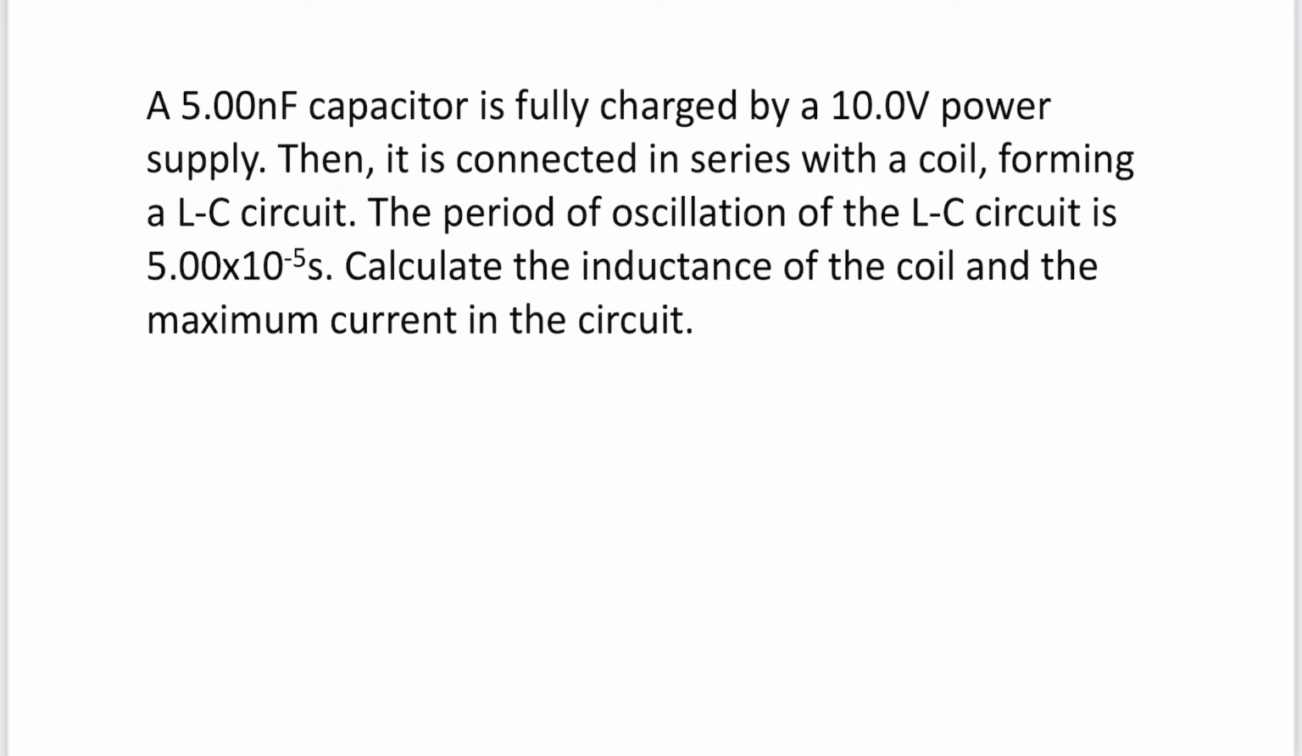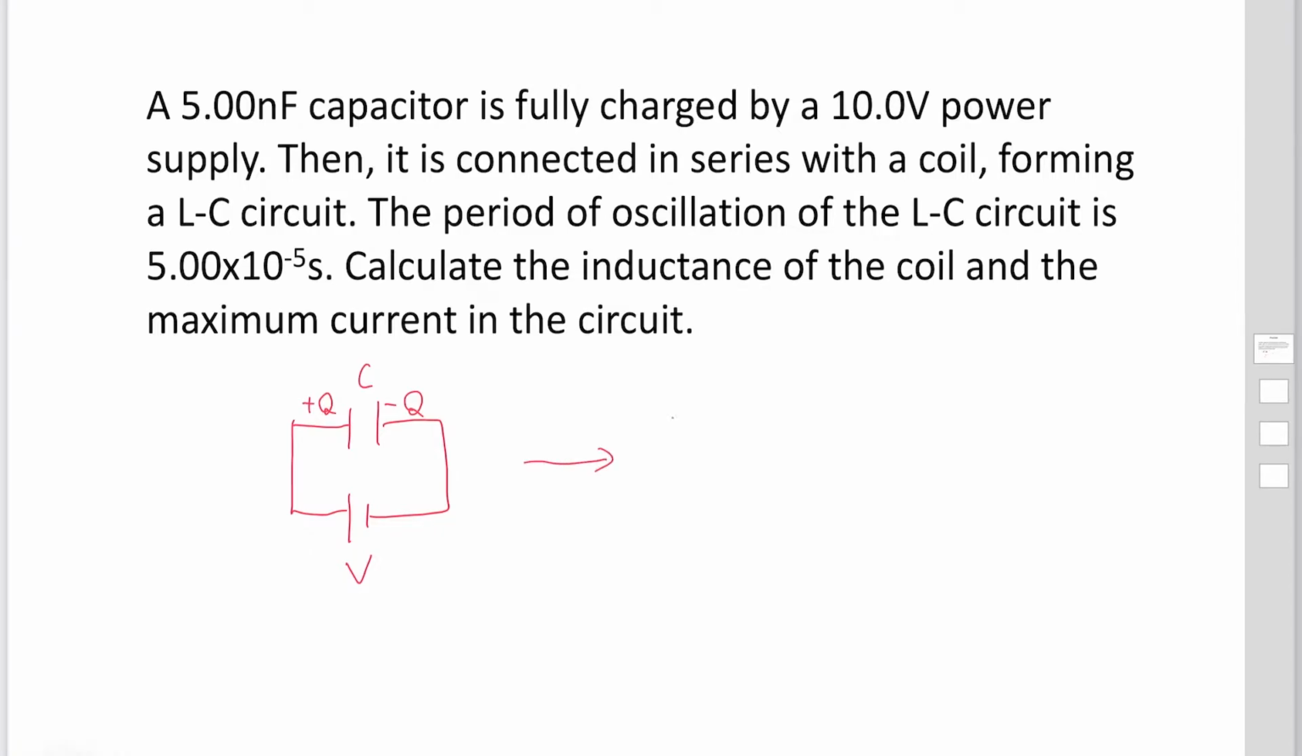So first, we connect the capacitor with the battery to charge. So this is C, positive charge and negative charge are stored by the battery. Then it is connected in series with the coil. After enough charge is stored, positive and negative charge in the capacitor, the capacitor is connected with the coil, forming the LC circuit. This is L and the capacitance C.